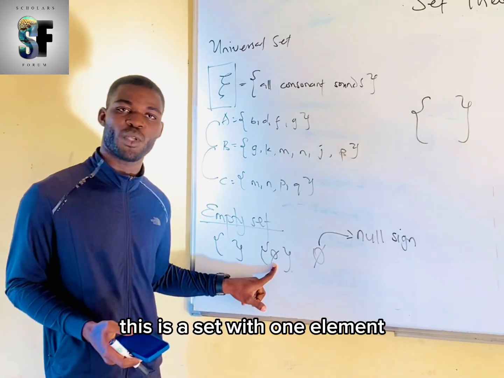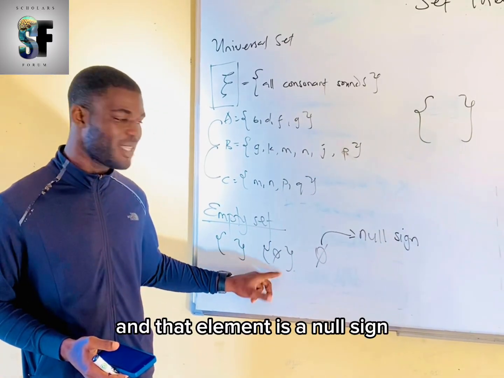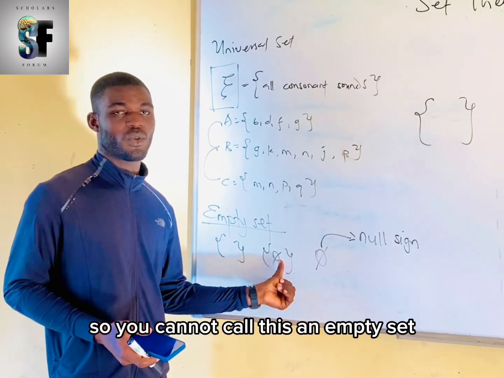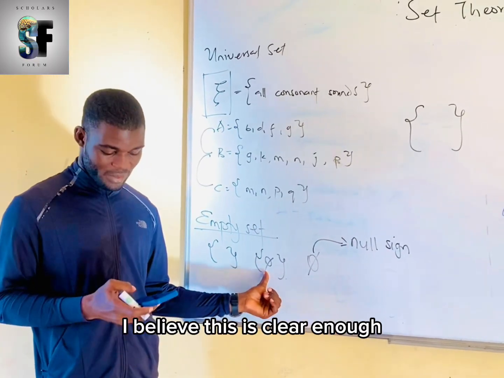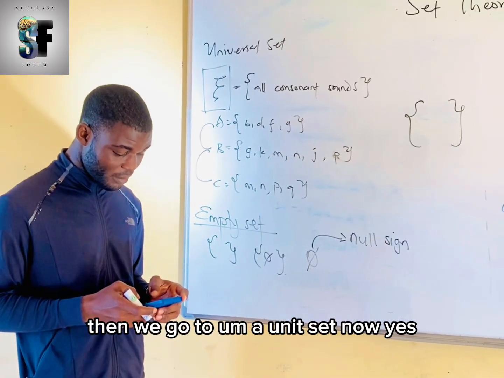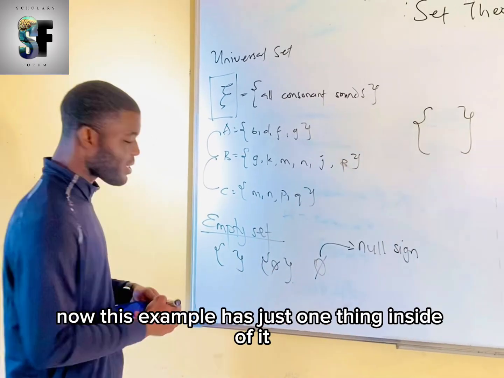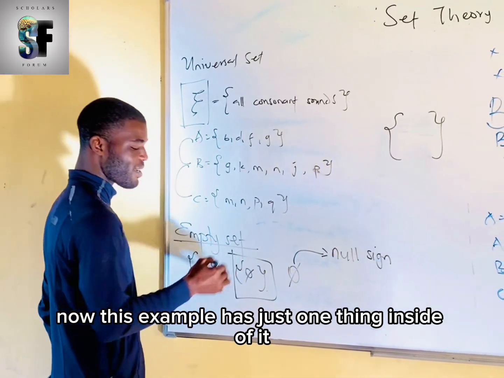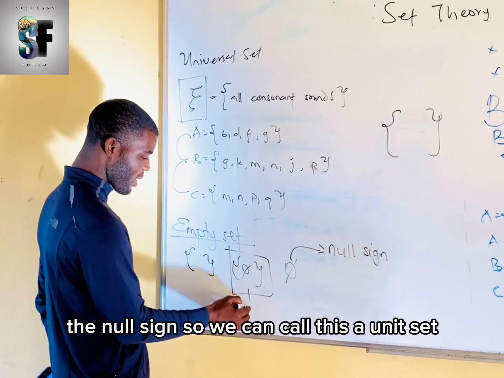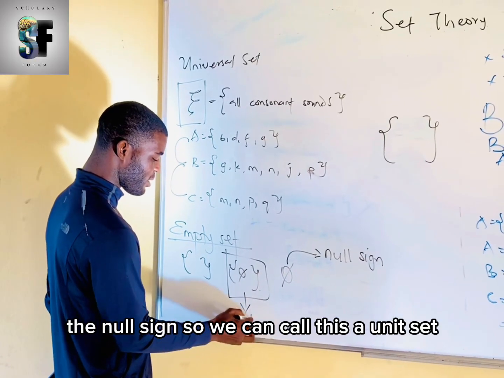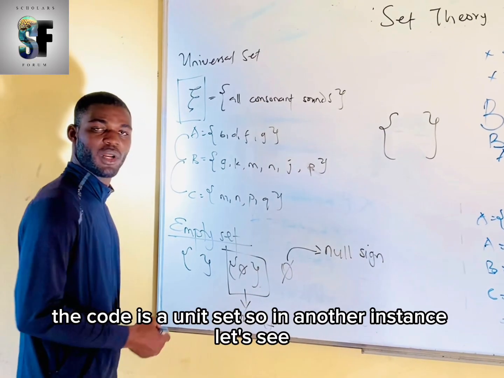This is a set with one element, and that element is the null sign. So you cannot call this an empty set. I believe this is clear enough. Then we go to a unit set. Yes, we could use this example as a unit set. This example has just one thing inside of it, the null sign. So we can call this a unit set.